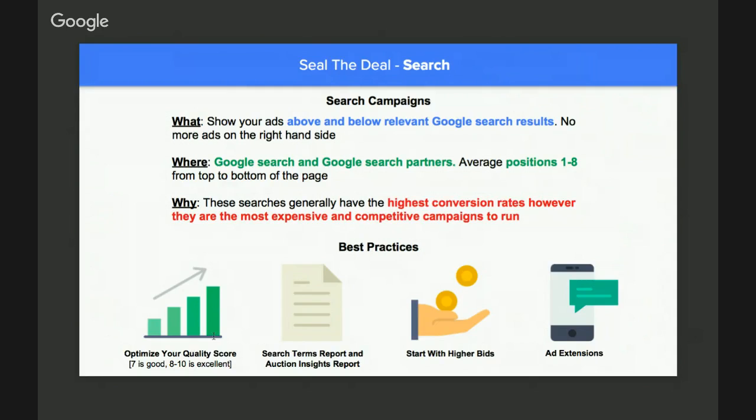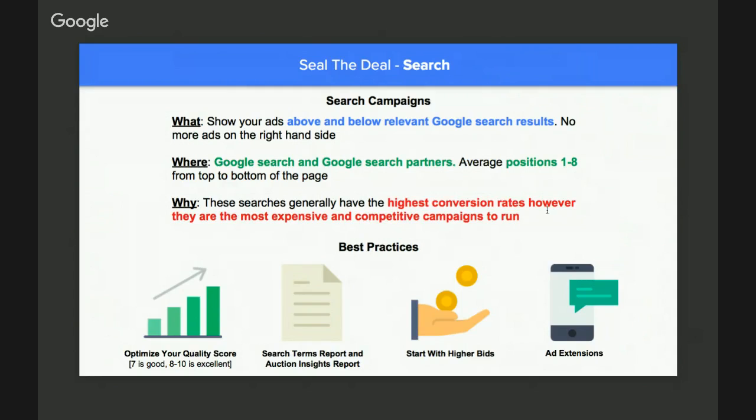Next, start with higher bids. This goes with quality score, because you have an expected click-through rate as part of your quality score. Start with higher bids. That'll give you a much higher click-through rate. And then once you get that good quality score, you can decrease your bids.